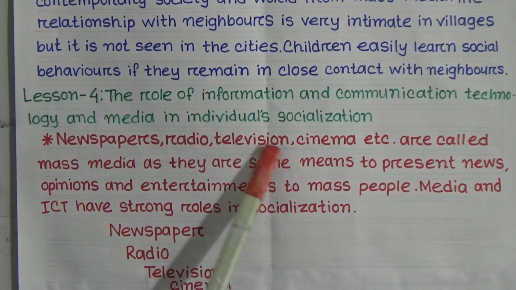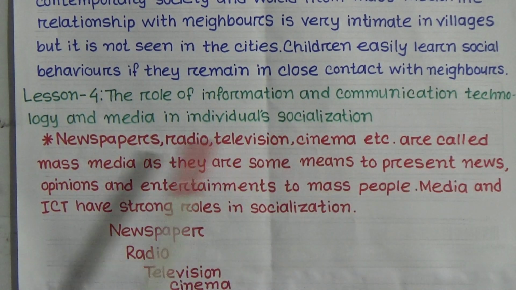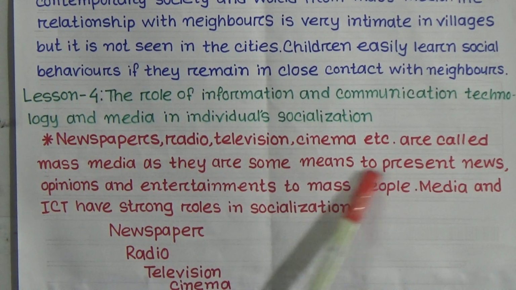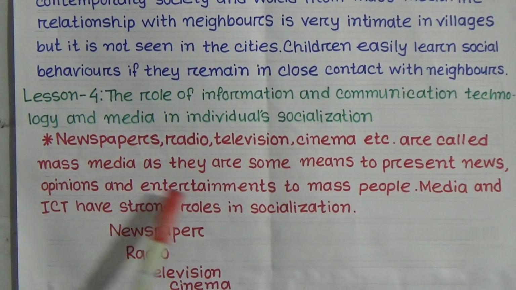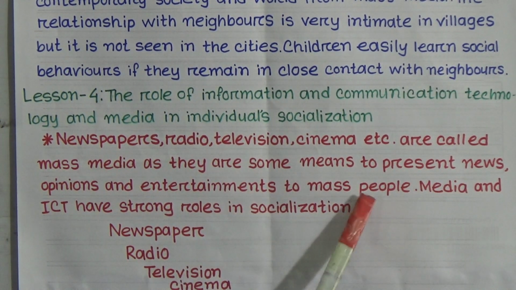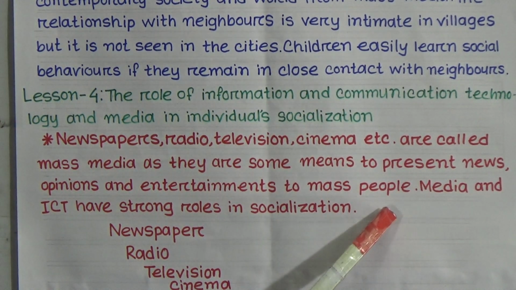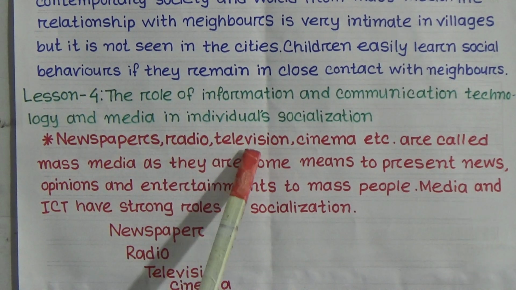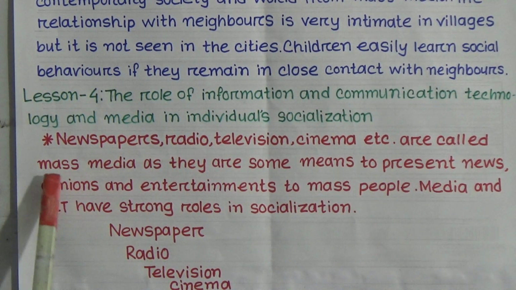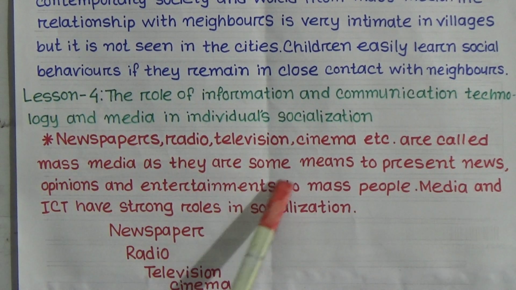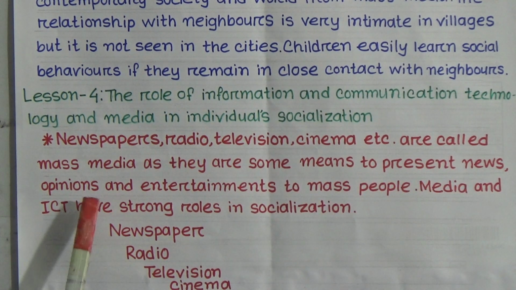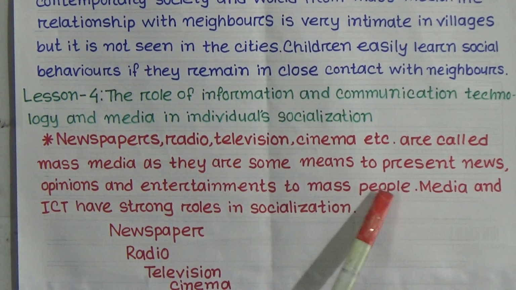Newspapers, radio, television, cinema, etc. are called mass media as they are some means to present news, opinions and entertainments to mass people. So what does mass media mean? Newspapers, radio, television, cinema, etc. are called mass media as they are some means to present news, opinions and entertainments to mass people.